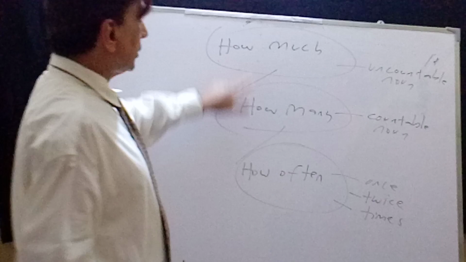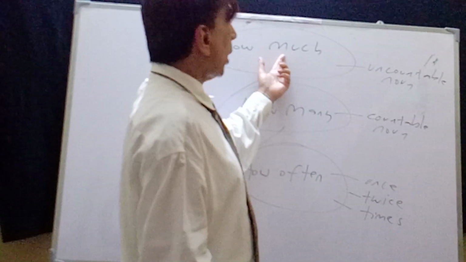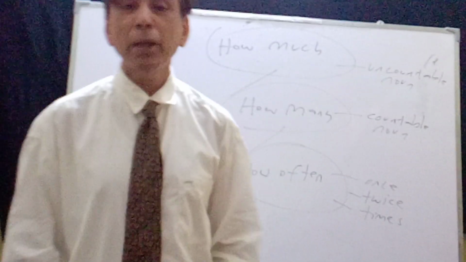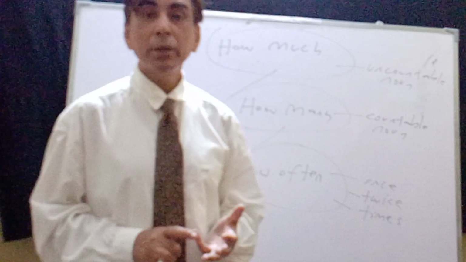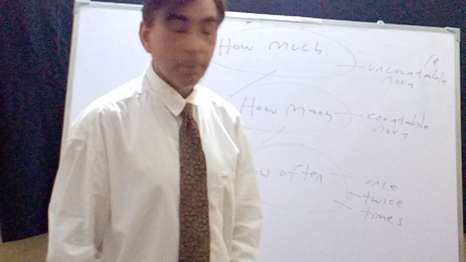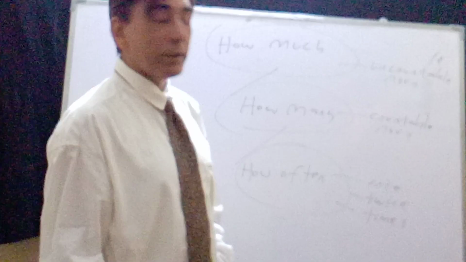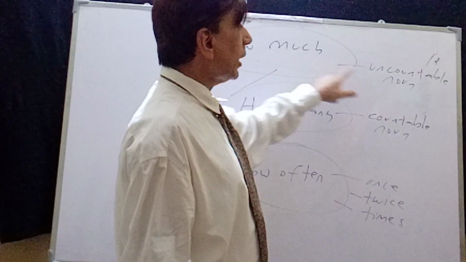Okay, how much, how many, how often. How much we always use for the uncountable noun. We get two types of nouns in the English language: we call them countable and uncountable. Uncountable means the noun that cannot be counted. Countable means the noun that can be counted. So anytime you use how much, it should be used with an uncountable noun.